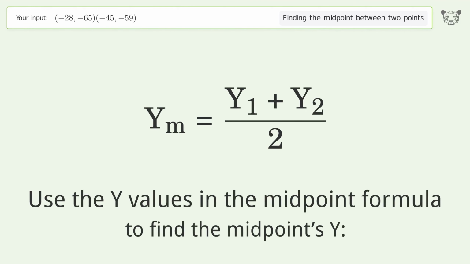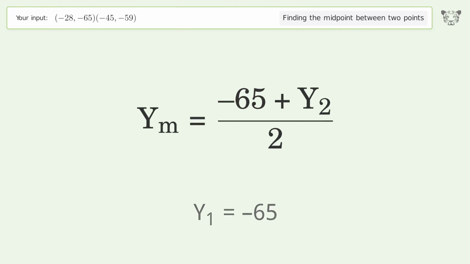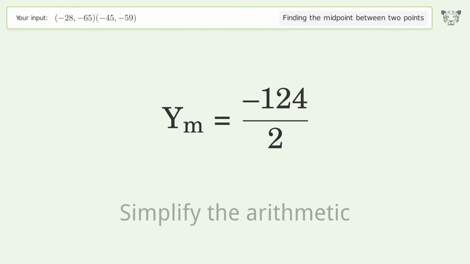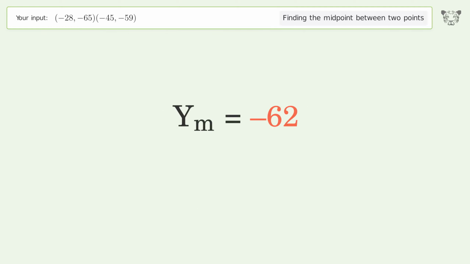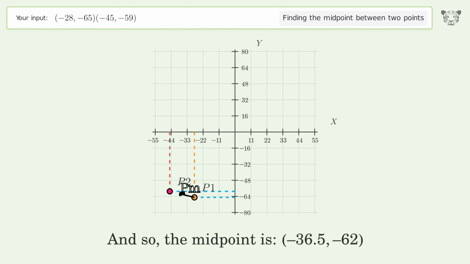Use the y values in the midpoint formula to find the midpoint's y. y1 equals -65. y2 equals -59. Simplify the arithmetic. And so, the midpoint is -36.5, -62.